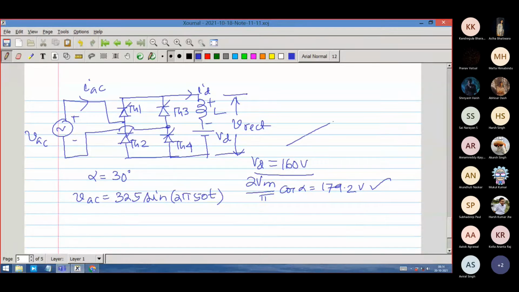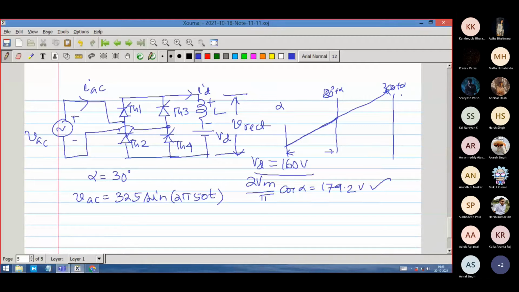Id will continue to increase. In this cycle I am just drawing a straight line. It may not be a straight line, but it will increase, because the effective voltage across the inductor during this period is about 19.2 volts. This positive voltage across the inductor will make the current increase in this half cycle, from alpha to 180 degree plus alpha. Then subsequently, at 360 degree plus alpha, it will still increase.